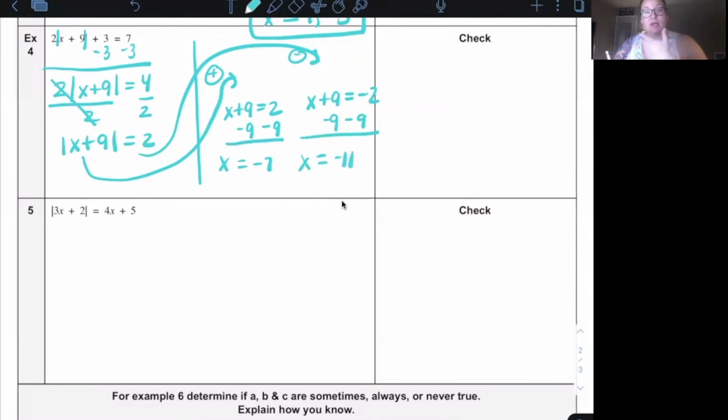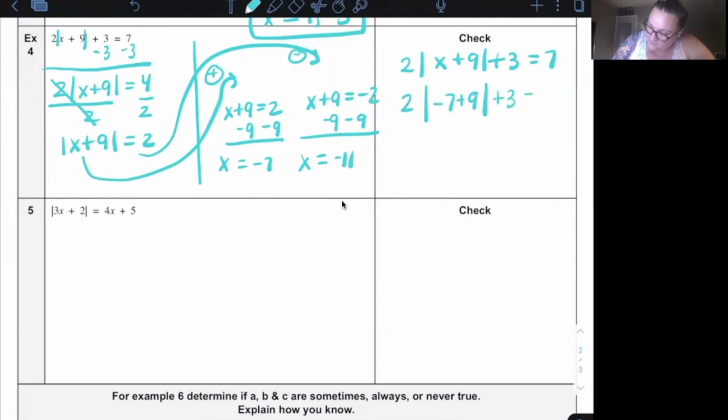Then we need to check our work. So 2 times the absolute value of x plus 9, plus 3, is equal to 7. So we're going to plug in negative 7. Negative 7 plus 9 is 2. 2 times the absolute value of 2 would be 4, plus 3 is 7. So that works. Negative 7 works.